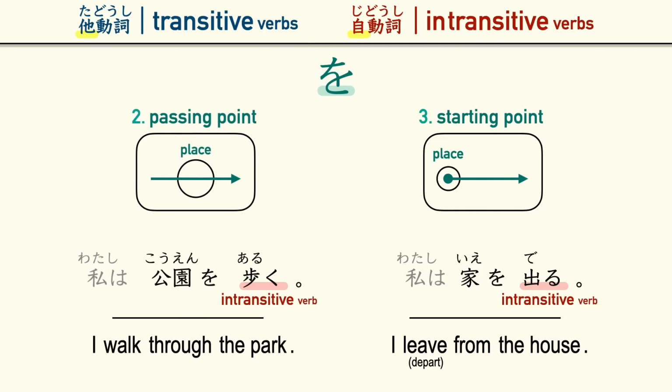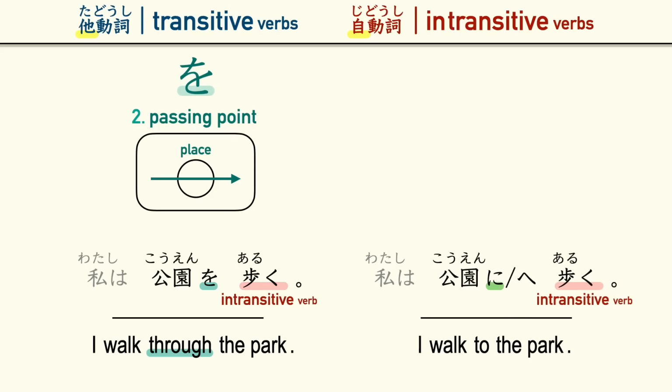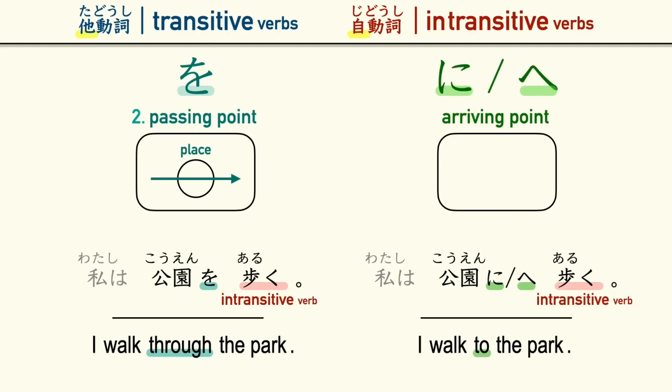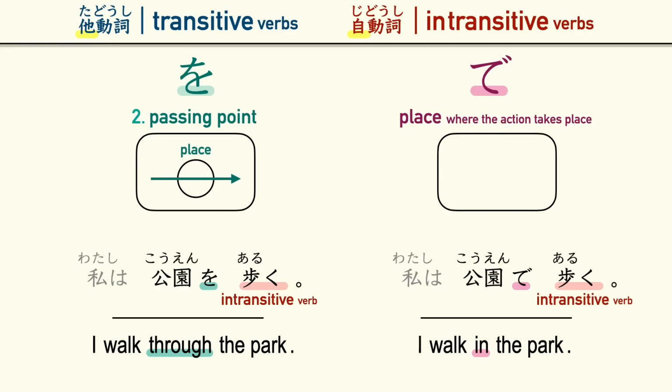公園を歩く means I walk through the park. This o means through. So 公園 is not the object. It's just the passing point. By the way, if you say 公園に歩く or 公園へ歩く, it means I walk to the park, because に and へ mark arriving points. And 公園で歩く means I take a walk in the park, within the park, because で marks the place where the action takes place. But 公園を歩く means I walk through the park.